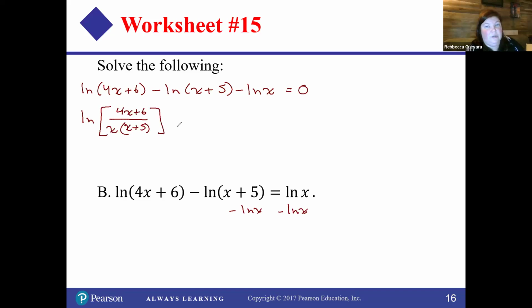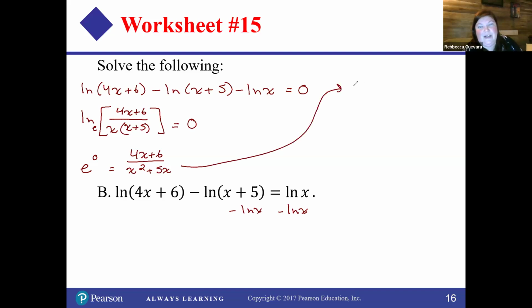And this is all equal to 0. So this is the natural log. What we have here is e to the 0, because it's a base e. This is my exponent, has to be equal to 4x plus 6, over x squared plus 5x. Which then means that what we have is 4x plus 6 over x squared plus 5x is equal to 0. Or sorry, to 1.